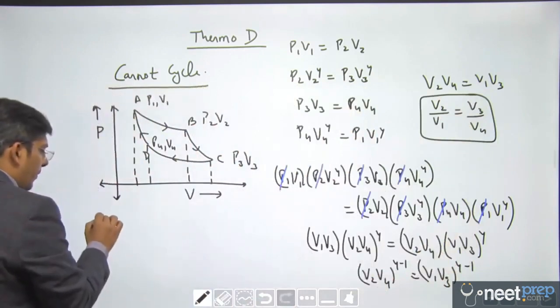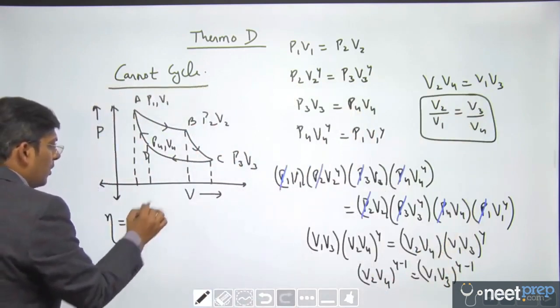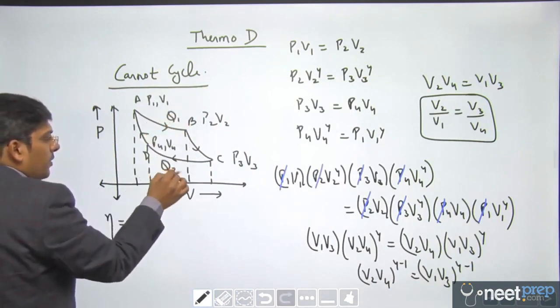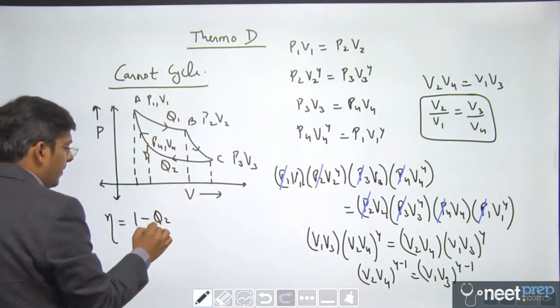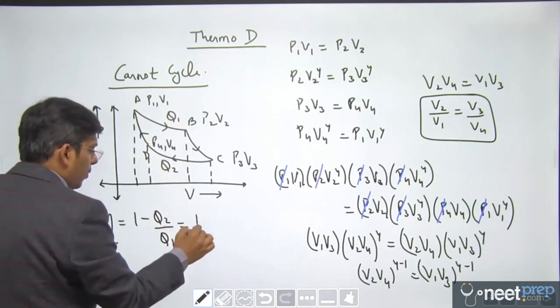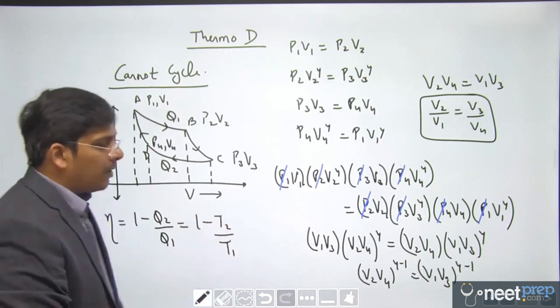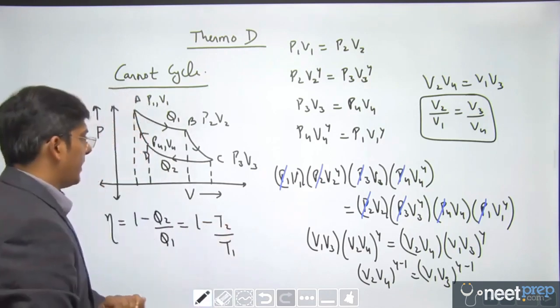Just write down the formula for efficiency also. If the heat taken during the process is Q1 and the heat rejected is Q2, the efficiency is 1 minus Q2 by Q1, or it is also 1 minus T2 by T1, dear students, right? Kindly note down, dear students, this is all about the Carnot cycle, okay?